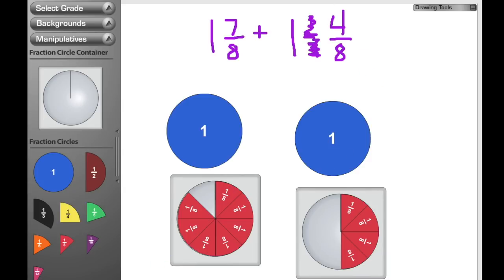Now time to add them up. Well, easily I can see I have 2 wholes. When I get to the eighths, what I want to do is take one of these eighths, put it over here. So now I have 1 whole. So now I have 3 wholes altogether with 3/8 left over. So I shall write as my answer 3 big whole numbers and 3 little eighths left over.